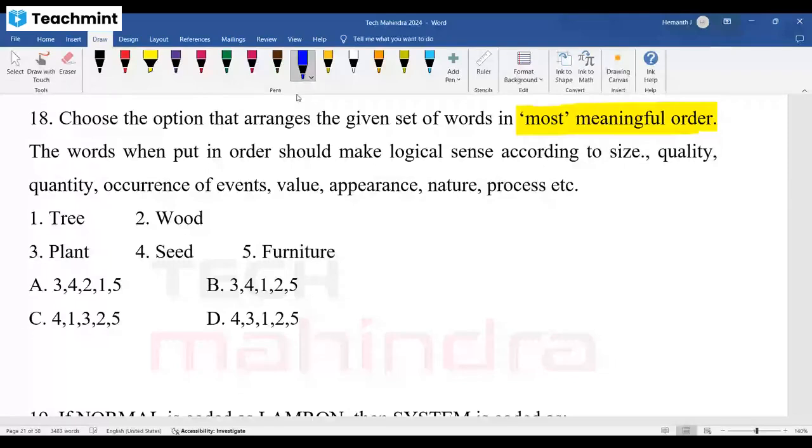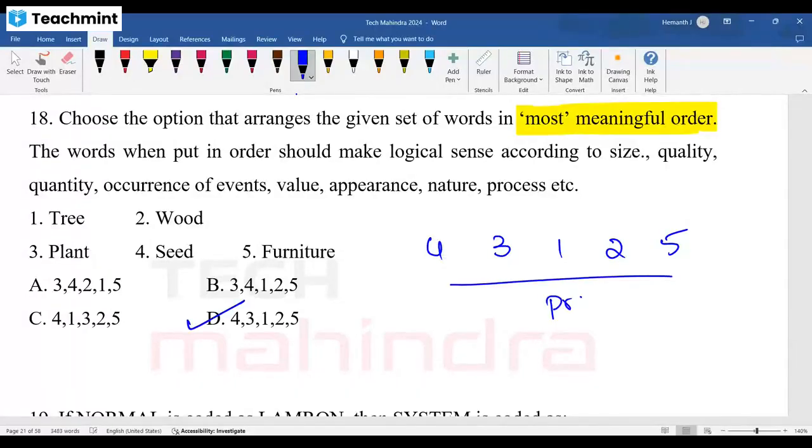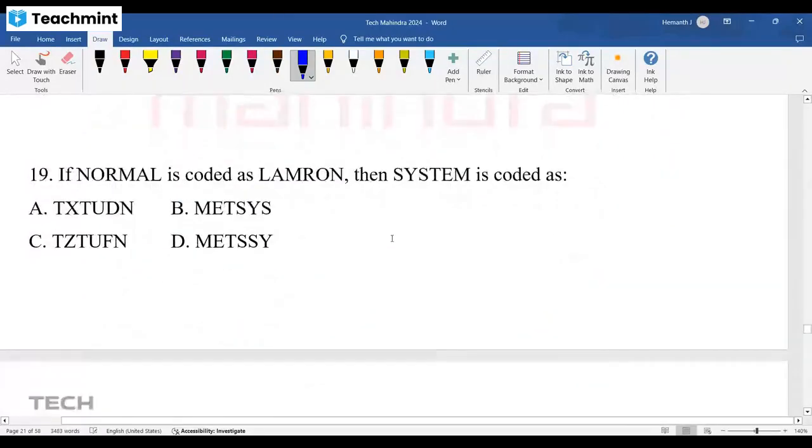Process. What's the process? From seed, plant; from plant to tree; seed, plant, tree. From that we'll get wood, and from that we can develop furniture. I think this is the process; occurrence of events or process we can consider. Logical sequence of words. Now this one, coding and decoding, you write in reverse.